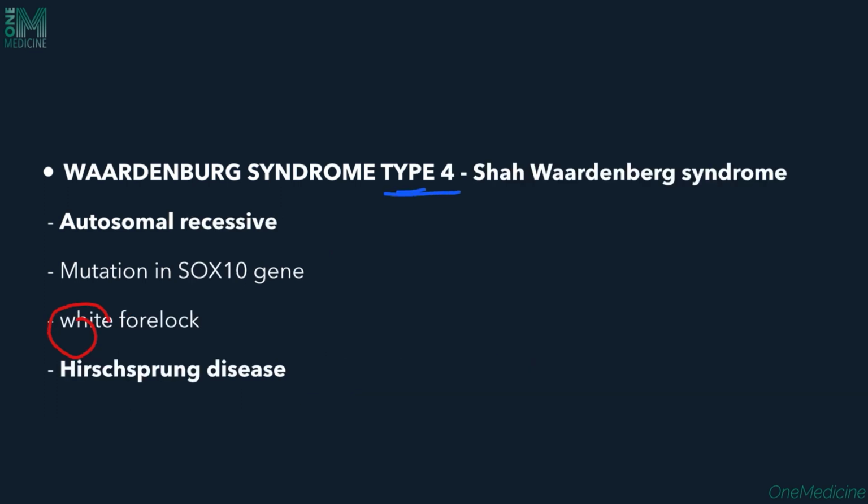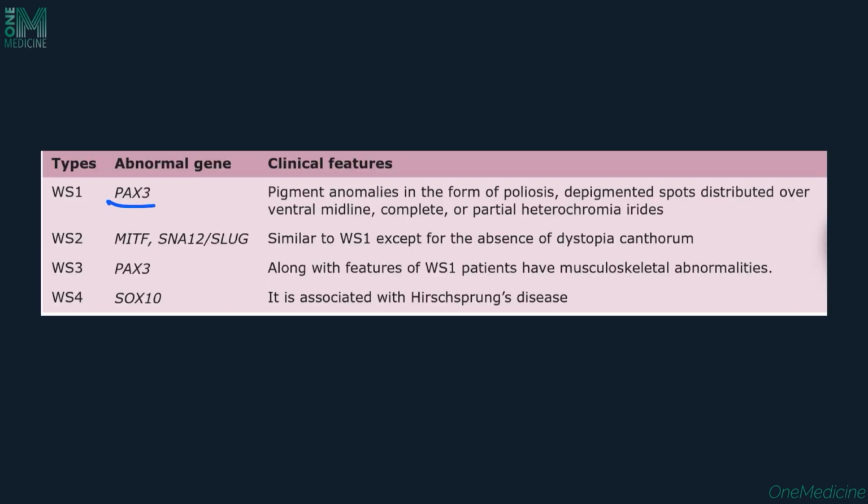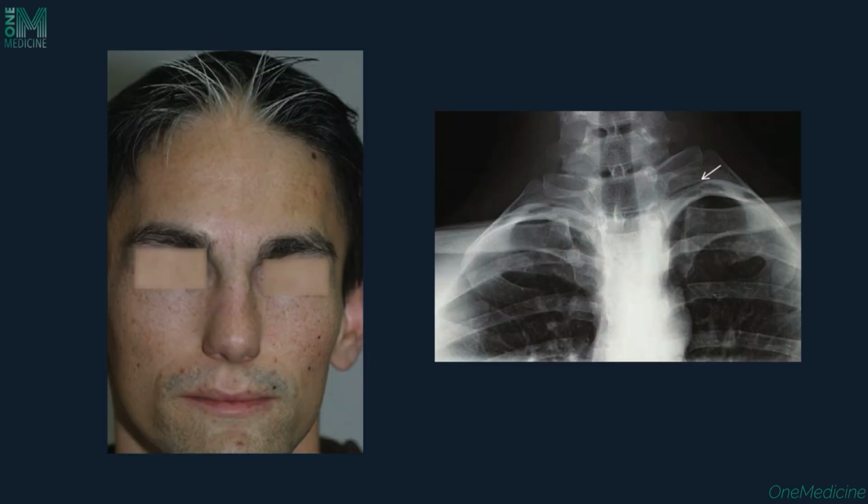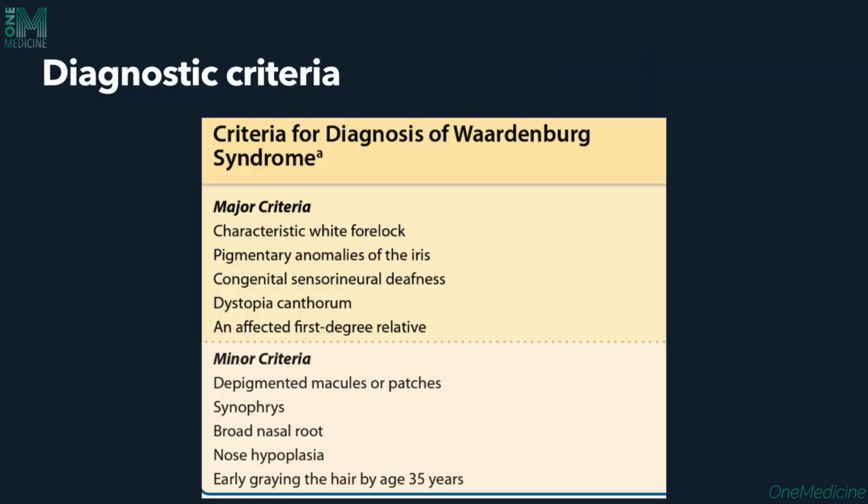Type 4 is associated with Hirschsprung's disease, SOX10 mutation, autosomal recessive. All the others were autosomal dominant. So here are the genes which are affected and the corresponding features which we just discussed. In this photograph, you can see the white forelock and the facial features here, okay? The limbs are supernumerary, so it's a type 3 Waardenburg syndrome, in which the PAX3 gene is involved, along with musculoskeletal features.